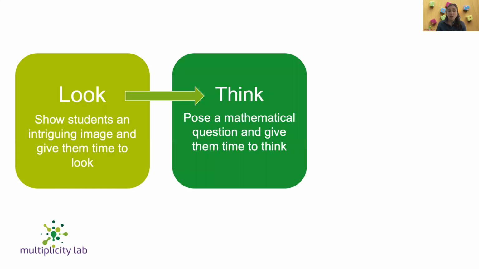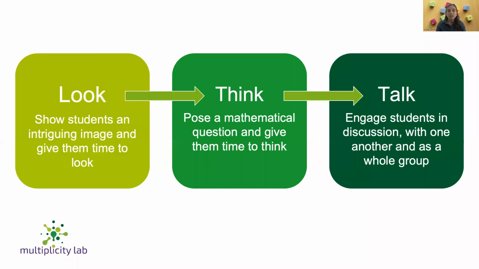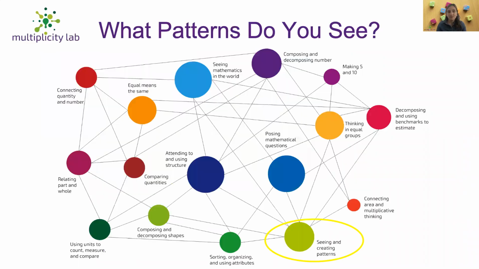Then you pose a central mathematical question and give students time to think. If students have printed copies, you can invite them to annotate as they think. Students can also use manipulatives as an entry point into the task. Finally, ask students to talk about the question with one another and as a whole group. The goal of these discussions is to elicit and encourage multiple ideas, strategies, connections, ways of seeing and thinking, all while making room for multiple voices.